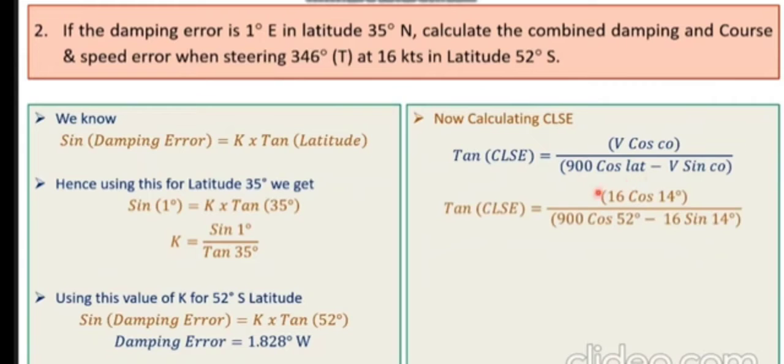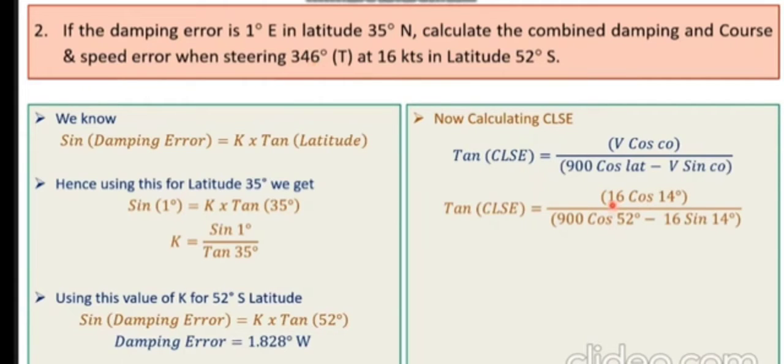Now putting all the given values, we get tan CLSE is equal to V, which is 16 knots, the speed, cos of course. The course is 346 degrees. We always use quadrantal notation for the course in the formula. So converting it into quadrantal notation, we get north 14 degrees west.